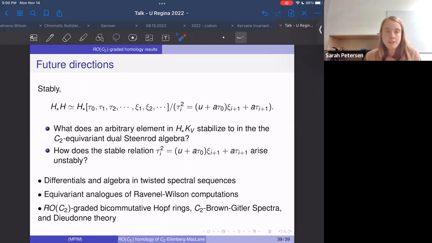And then it would also be interesting to compute other equivariant analogues of Ravenel-Wilson computations, such as the homology of the spaces of the real Brown-Petersen spectrum. And then also studying other problems with RO(C2)-graded Hopf rings and how those relate to some other C2 equivariant spectra. And I think at this point, that's everything I have to share, and I'll wrap up here.